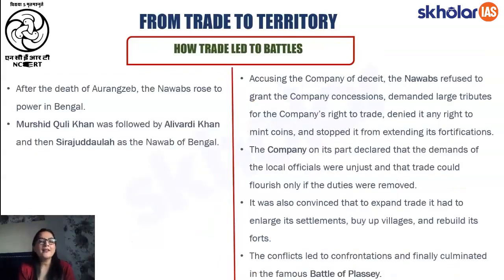Now, students, as I've already told you from the previous slide, we can understand how the East India Company was trying its best to fortify its settlements and make a prominent presence in our country in order to trade in an effective manner. However, such fortification led to problems with the local rulers.